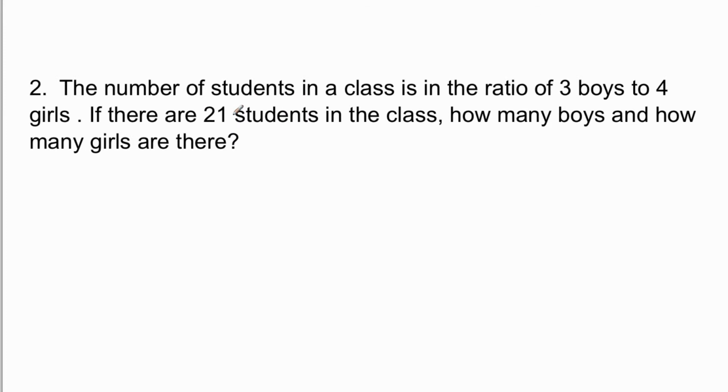Here's another question. The number of students in a class is in a ratio of 3 boys to 4 girls. And we're told that there are 21 students in the class. How many boys and how many girls are there? All right, now you'll notice that this question is a little bit different than the last one in that we're comparing 3 things. We have the boys to the girls, but then we also have a reference to a total. Now, if we had 3 boys and 4 girls, that could potentially be a total. I'm just going to put total here of 7.